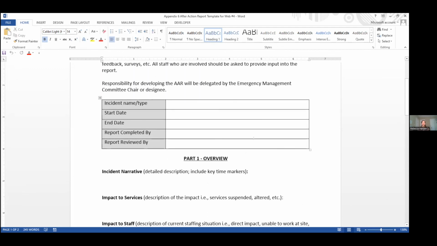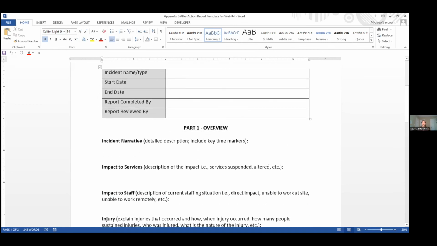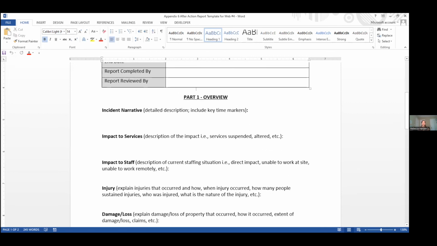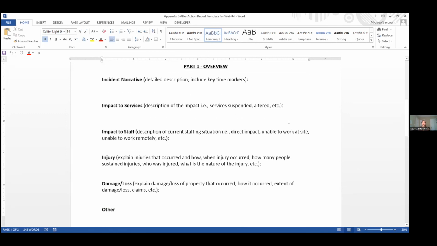So the first part is just kind of putting in the generic information. What was the incident type? When did it start? When did it end? When did the review start? And who wrote the report?